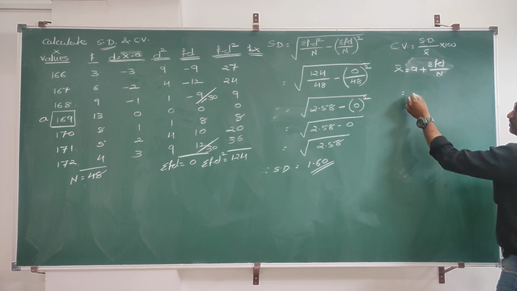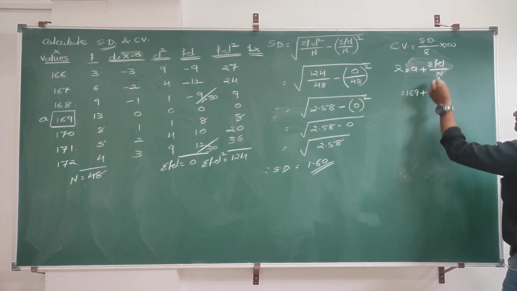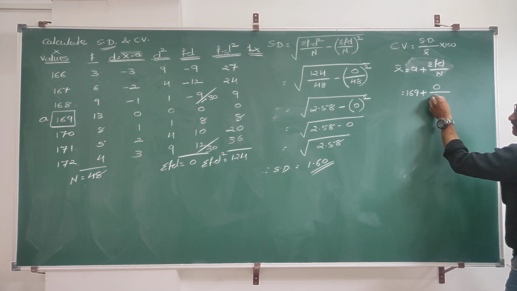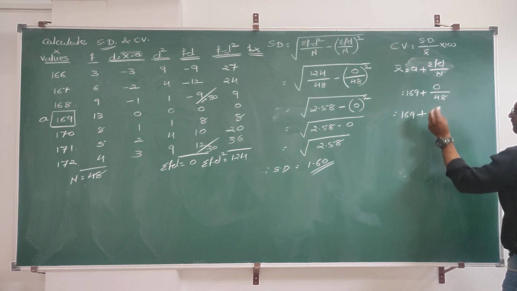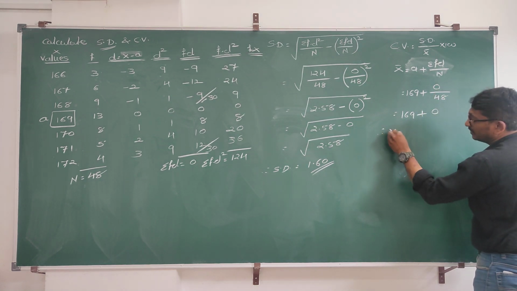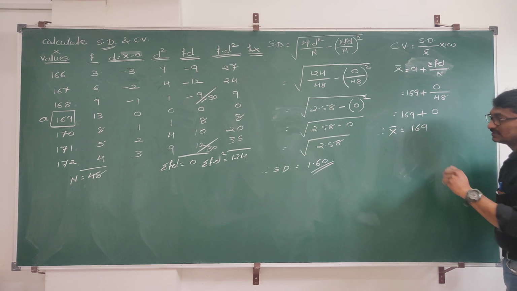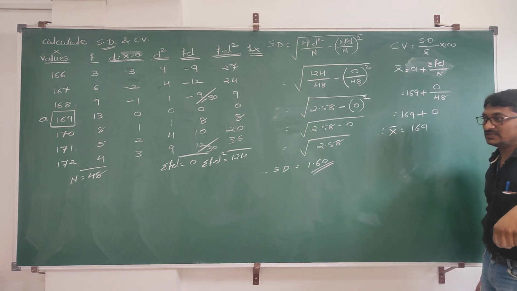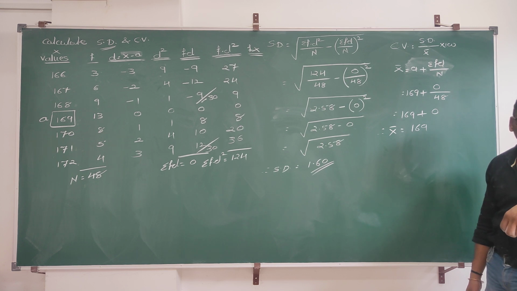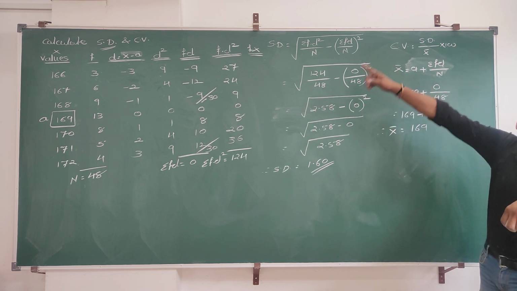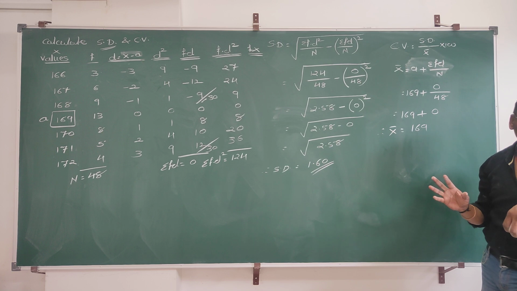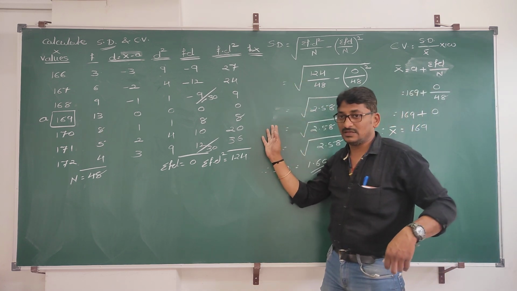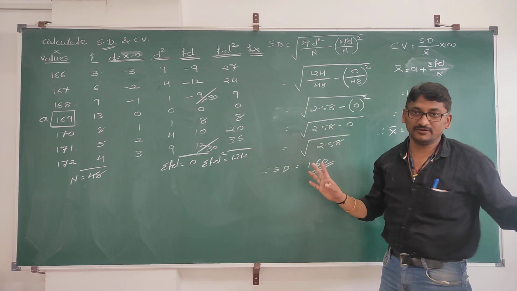A value, what we have assumed? 169 plus fd is 0 divided by n is 48. Solve this. 169 plus 0 divided by 48 is 0. Your mean value is 169. Mean value is 169. Correct? Instead of solving again the fx column and everything, go for the shortcut method. Answer will be saved by using the shortcut and direct method. If you go for the fx column and then solve, you will get 169.